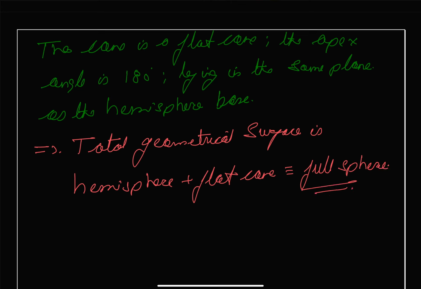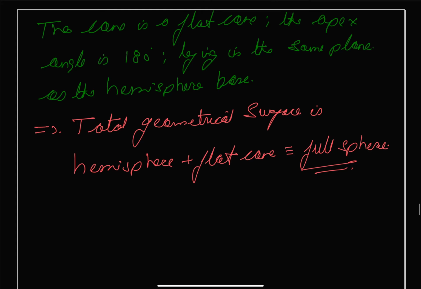Therefore, we know that for the full sphere, the solid angle will be 4 pi. So the hemisphere solid angle will be equal to 2 pi, as well as for the cone will also be 2 pi, which we already discussed at the start.